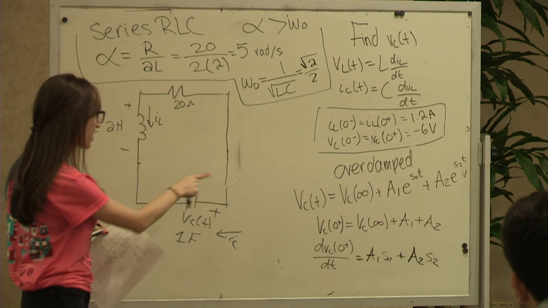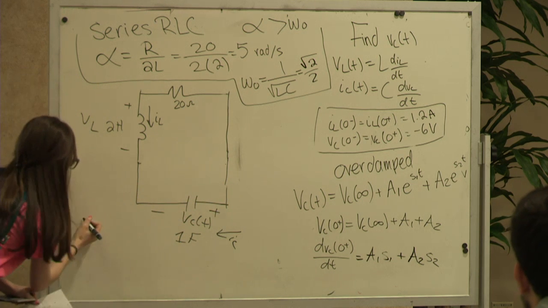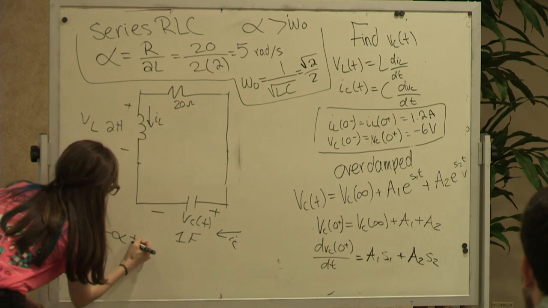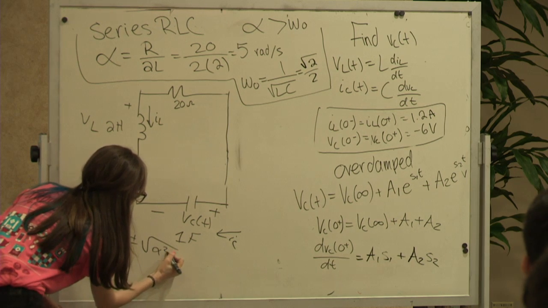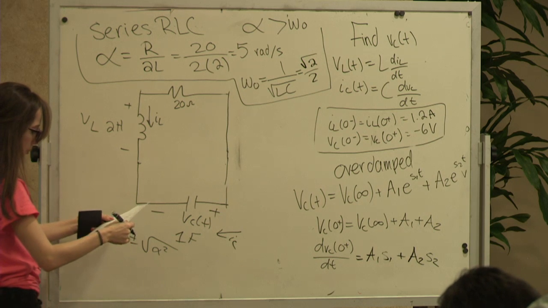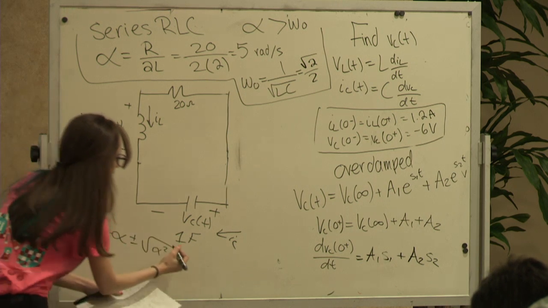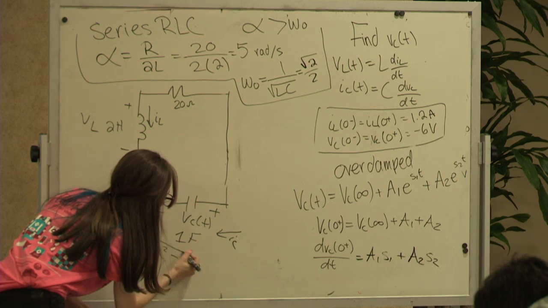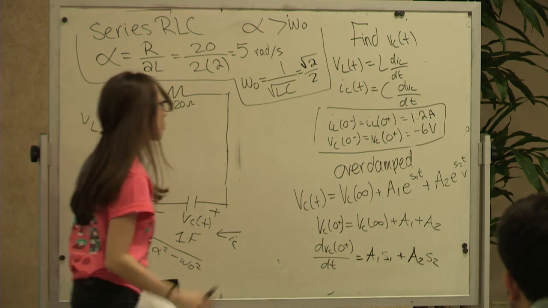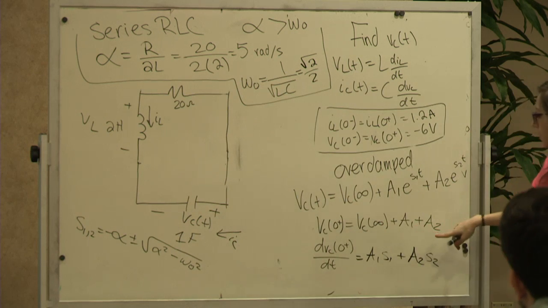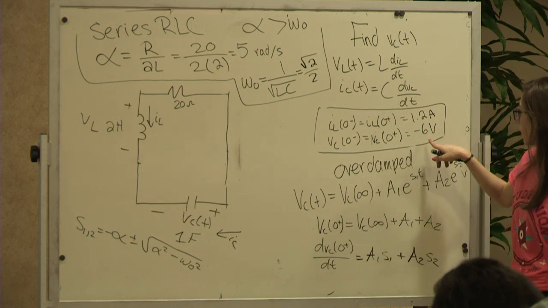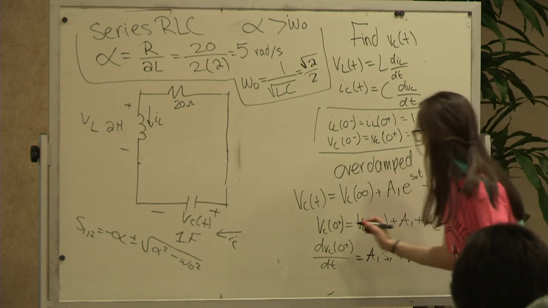And S1 and S2, that's also a given: negative alpha plus or minus root alpha squared minus W naught squared. Is it plus? It's plus, right? Minus W naught squared. So you know your S1 and S2 already because you know your alpha and W naught. So the only things you really need to solve for are A1 and A2, and then plug it all in. So we found VC of 0 plus, negative 6.